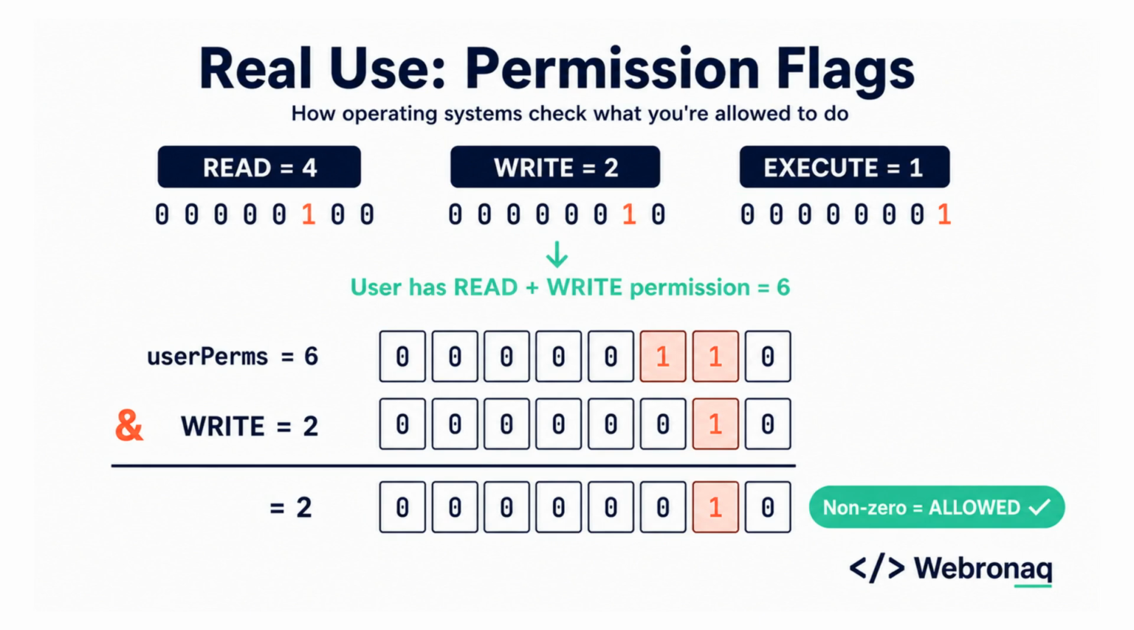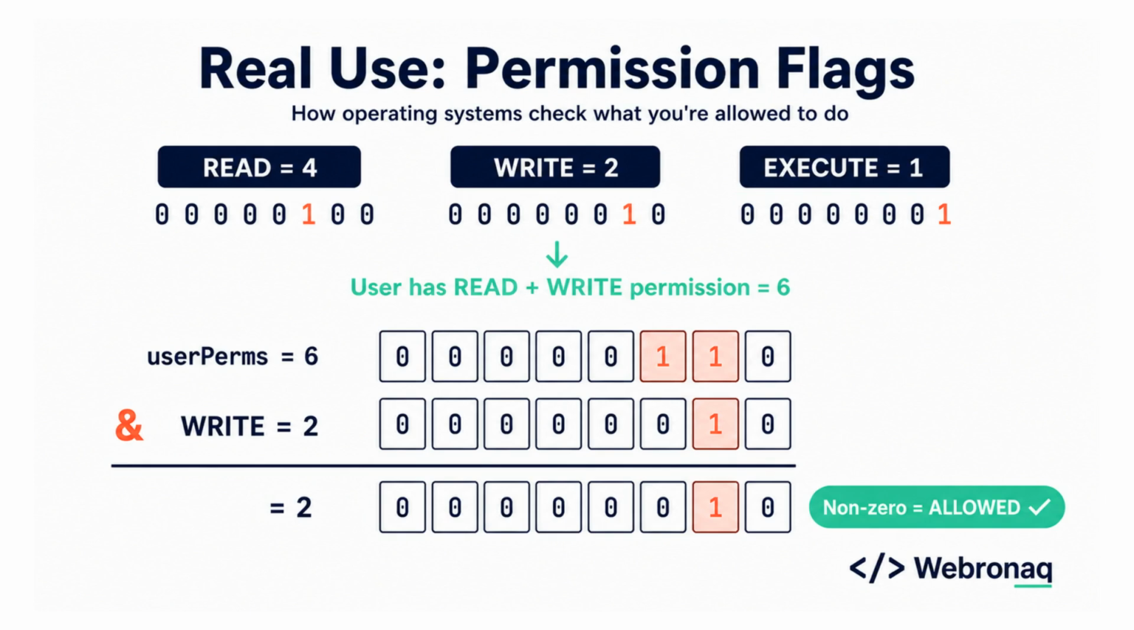Now, if a user has read and write access, you combine those by adding them. 4 plus 2 equals 6. That single number, 6, secretly carries both permissions inside it. So how do you check if the user can write? You AND their permission number with the write flag, which is 2. If the result is non-zero, the bit was on, so write access is allowed. If it's 0, access denied.